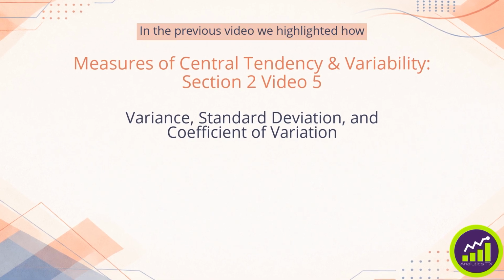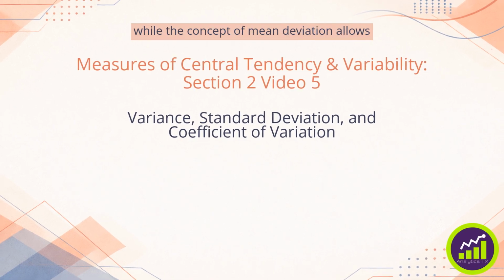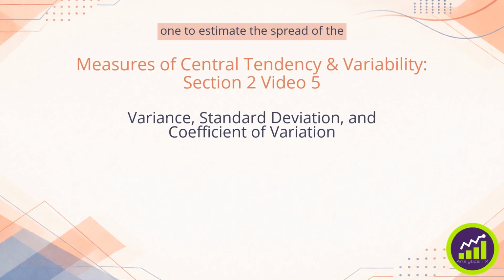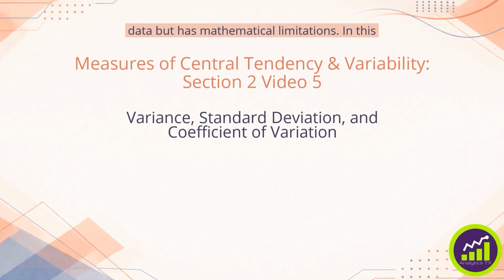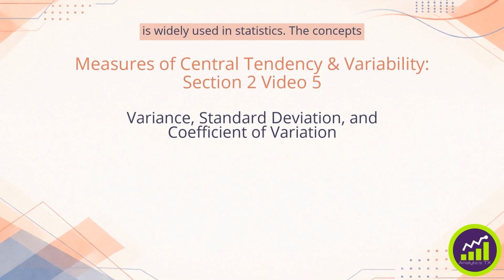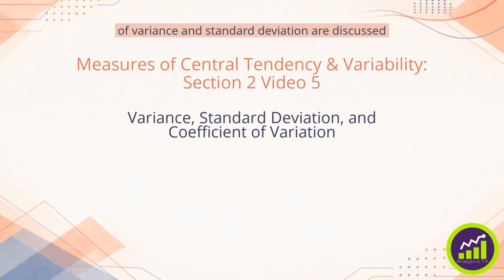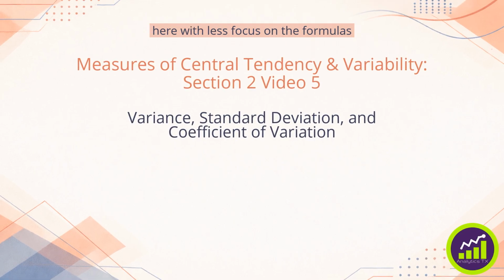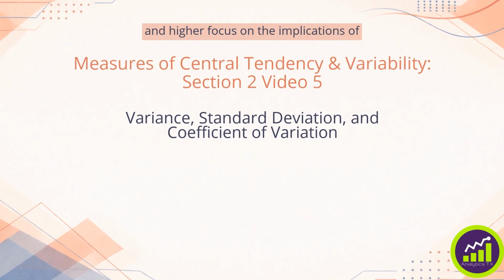In the previous video, we highlighted how the concept of mean deviation allows one to estimate the spread of the data, but has mathematical limitations. In this video, we will see how a more robust method of estimating spread of data is widely used in statistics. The concepts of variance and standard deviation are discussed here with less focus on the formulas and higher focus on the implications of these numbers.